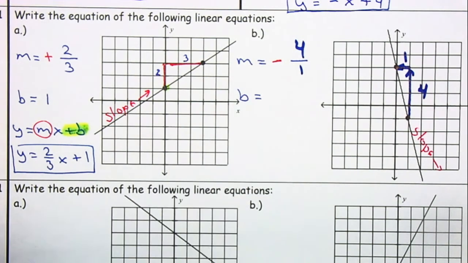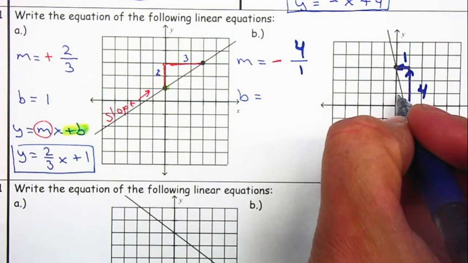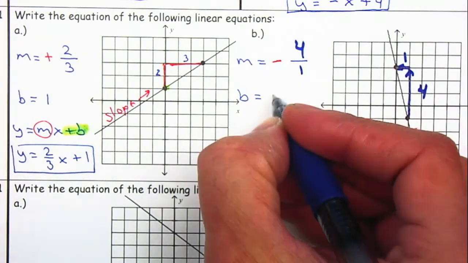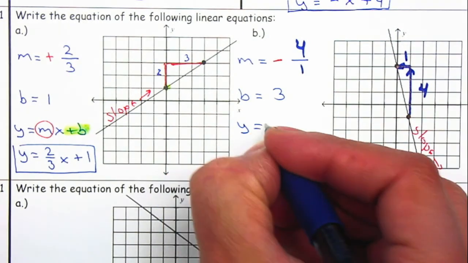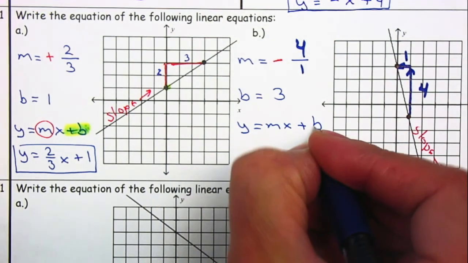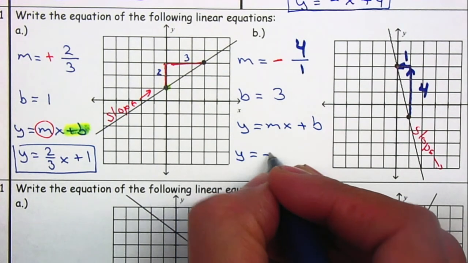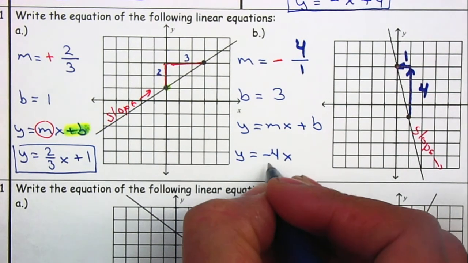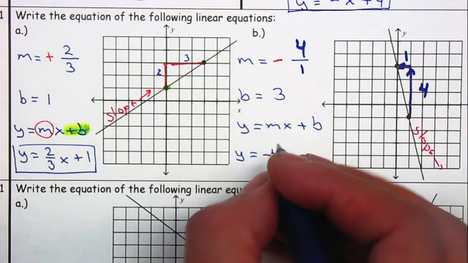My B is where the line crosses the y-axis, so it's crossing at 1, 2, 3. So my B is 3. Now I can substitute that into my slope-intercept form. So y is equal to M is your slope. I'm going to just write down negative 4x. I don't need the over 1 because I'm not graphing it. It's already graphed for me. And then plus 3.